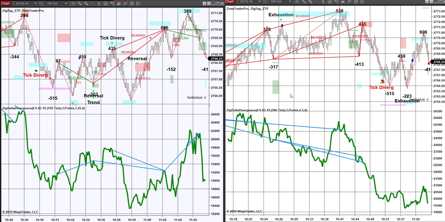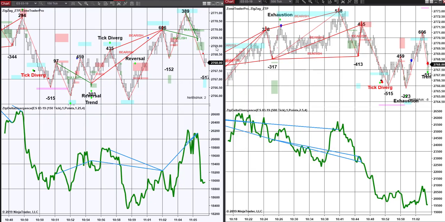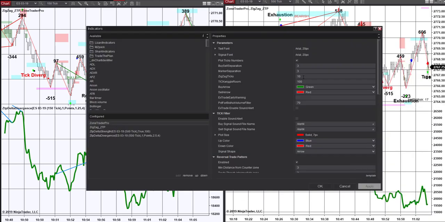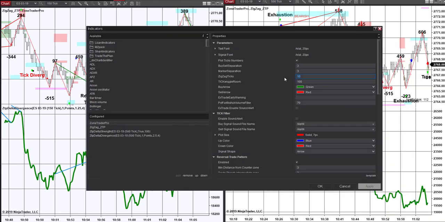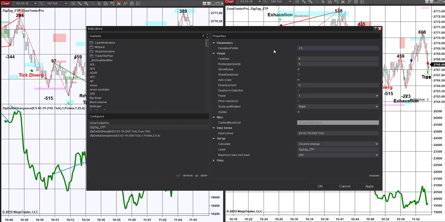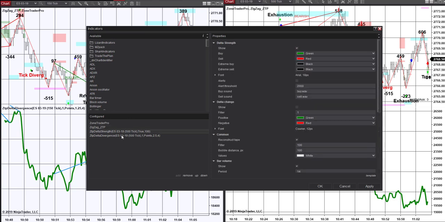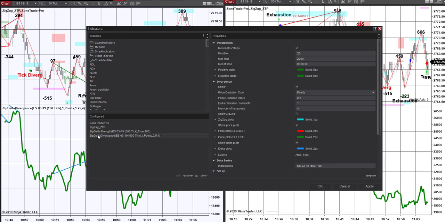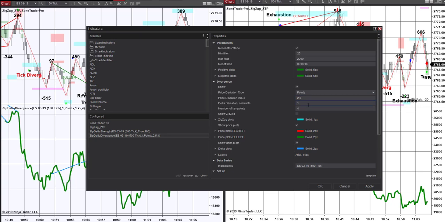On the 500 tick chart, what I have are the same values, except I put zigzag ticks in here at 10, the zigzag ZTP at 2.5. Again, the delta strength is hidden for now, and the ZTP delta divergence is set at 2.5. Deviation contracts of 1 and key points of 4.